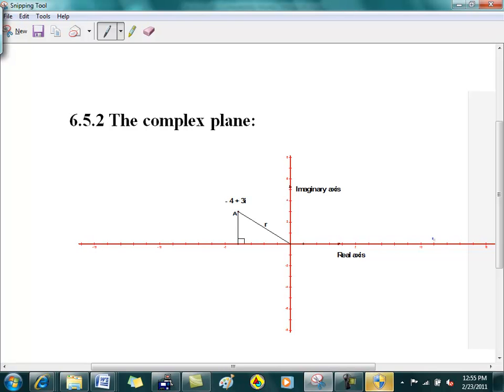Okay, this is the real axis. This is the imaginary axis. So if you've got a complex number of minus 4 plus 3i, then the way you graph that is you go negative 4 units in the real axis, and you go positive 3 units in the imaginary axis. So your number ends up there.